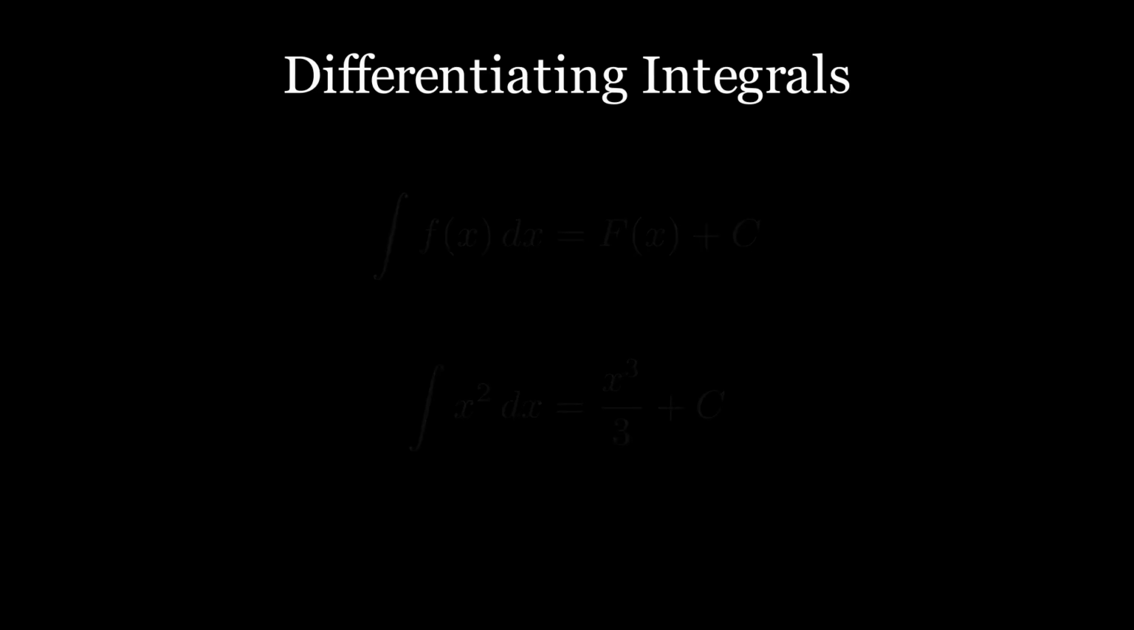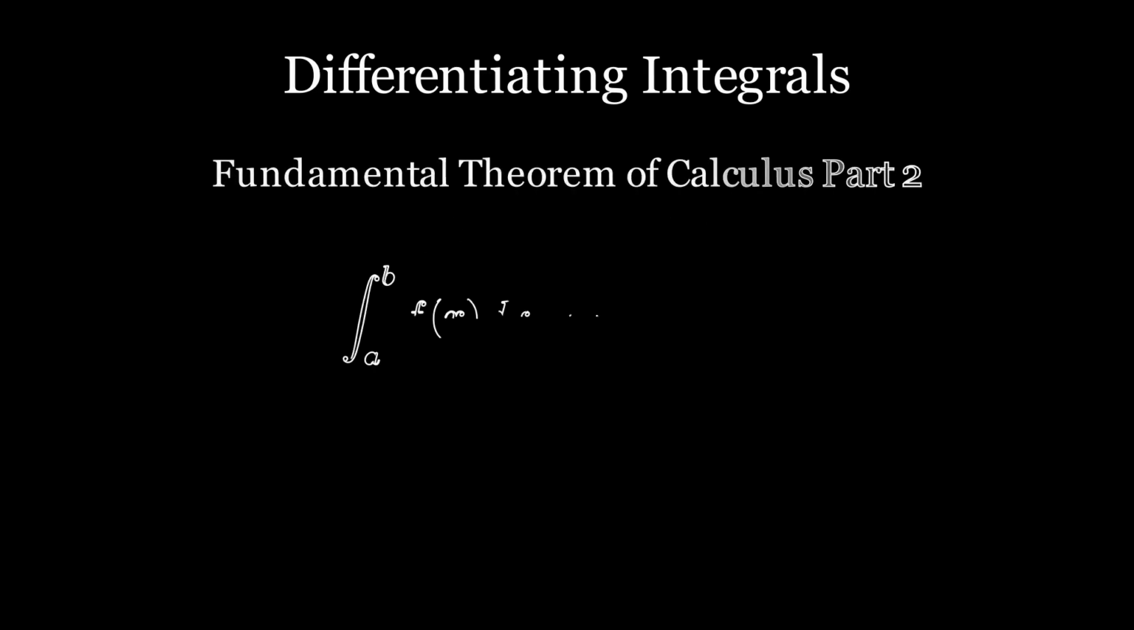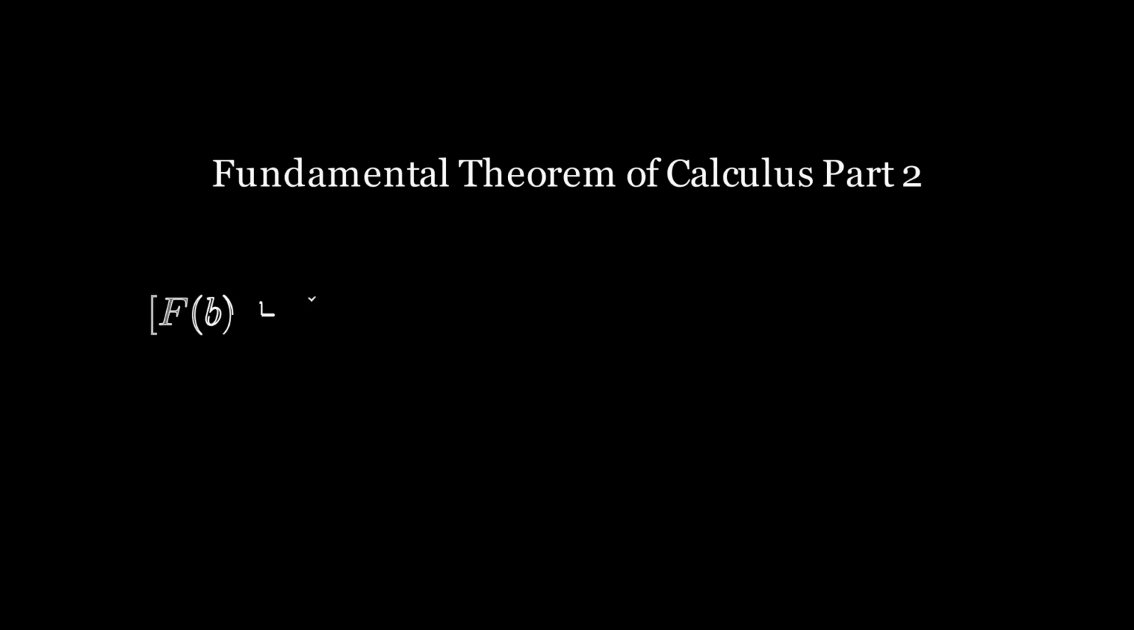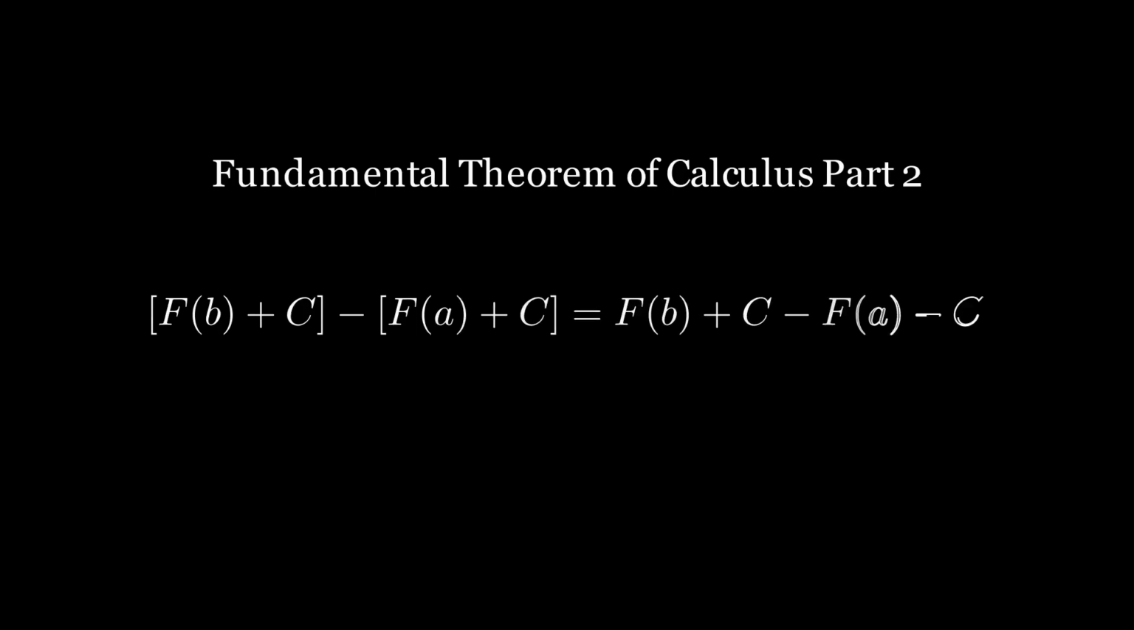The fundamental theorem of calculus part 2 states that the definite integral of f of x is the difference between the antiderivative of f of b, where b is the upper bound, and the antiderivative of f of a, where a is the lower bound. This then gives us the area under a curve from the interval a to b. The constants from the antiderivatives will cancel out, so it is not explicitly stated in the fundamental theorem of calculus.